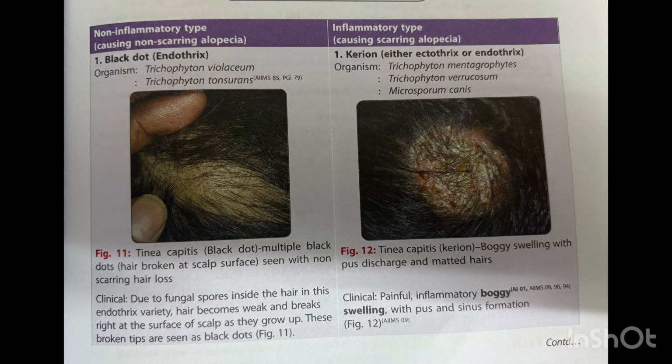hair loss. Clinically, due to fungal spores inside the hair in this endothrix variety, hair becomes weak and breaks right at the surface of the scalp as it grows. These broken tips are seen as black dots. Figure 12, tinea capitis, kerion: boggy swelling with pus discharge and matted hair. Clinically, painful inflammatory boggy swelling with pus and sinus formation.